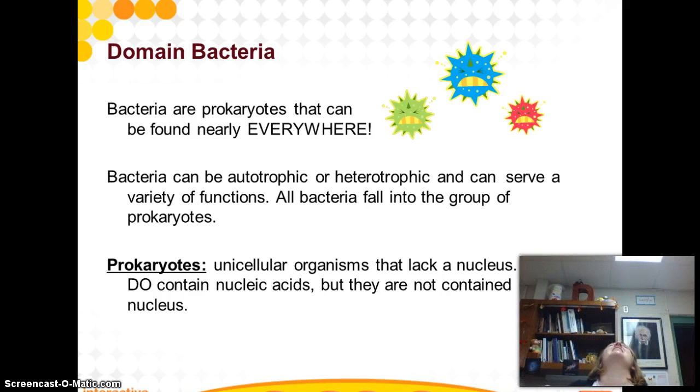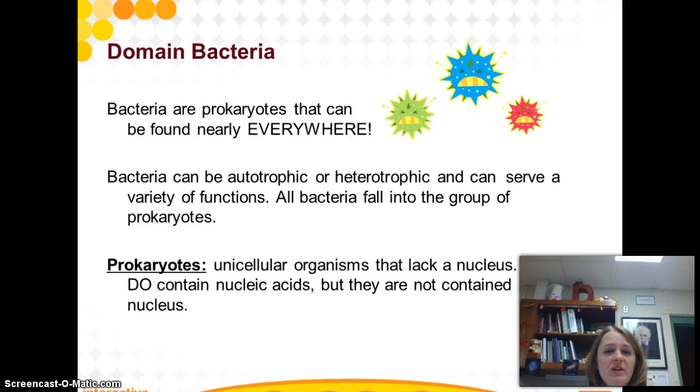Bacteria can be found everywhere. But it's okay. Do not stress. We have ways to get around the bacteria domain. Anyway, bacteria are going to be autotrophic or heterotrophic. So some make their own food, like cyanobacteria, and some are going to get their food from you and other sources. They can serve a variety of functions.